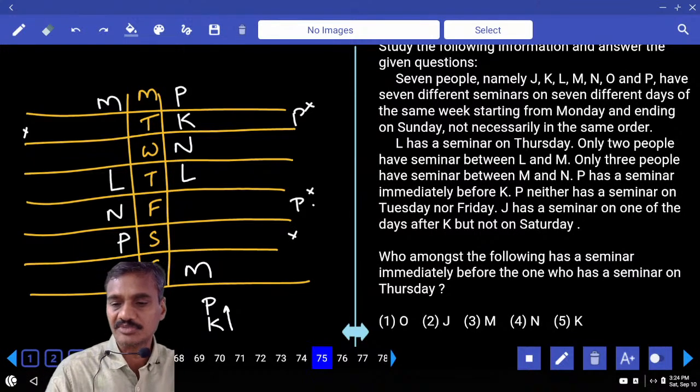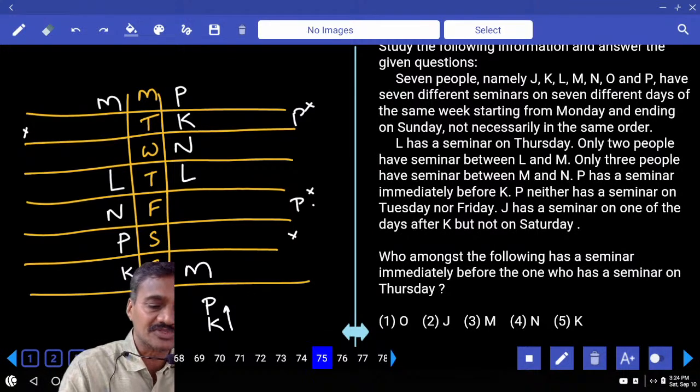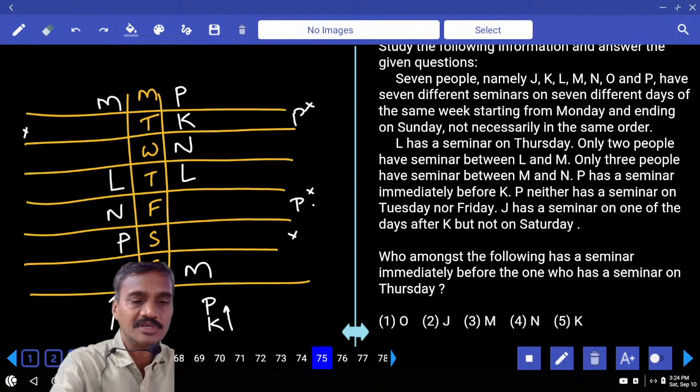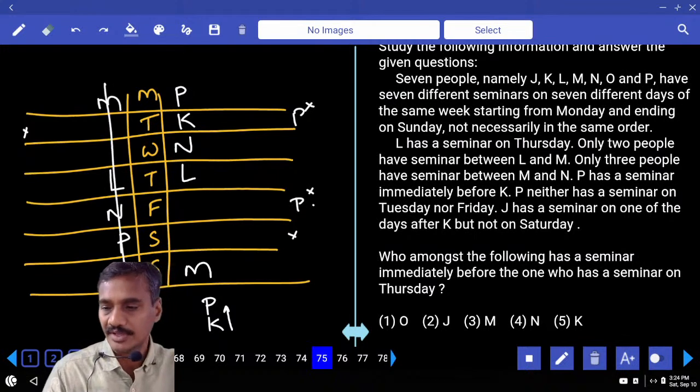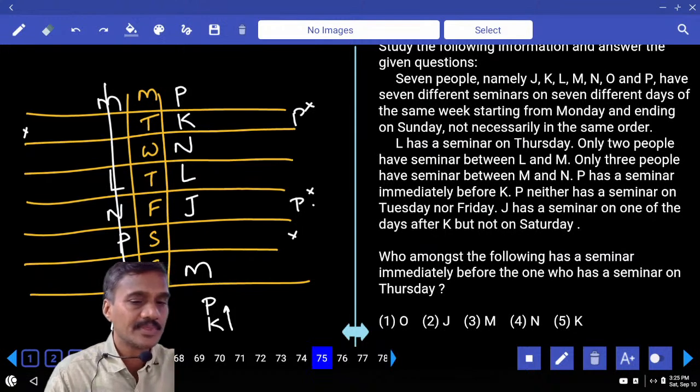And J has a seminar on one of the days after K. J is having one of the days after K. In the first case, after K not possible. Hence this is ruled out. And but not on Saturday. J is not on Saturday, Friday. Then which is left over here? J, K, L, M, N, O, P.